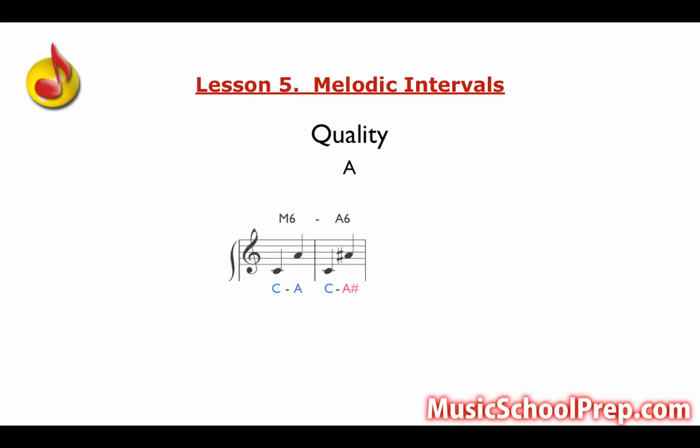In this example, we have a major 6th being changed into an augmented 6th by raising the upper note by 1/2 step. Again, this could have been done by lowering the lower note C to C flat. And here is a perfect 5th being changed into an augmented 5th by raising the upper note 1/2 step. Again, this could also have been done by lowering the lower note C to C flat.